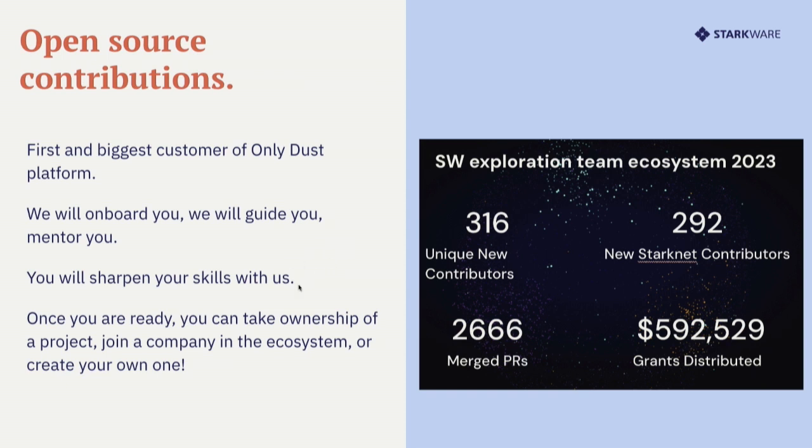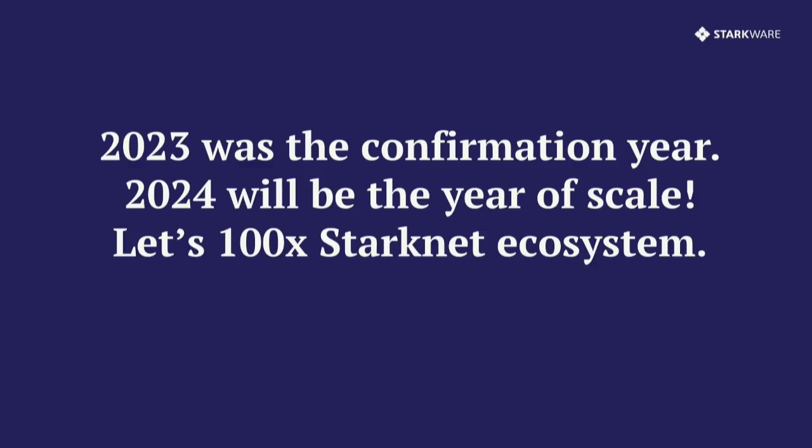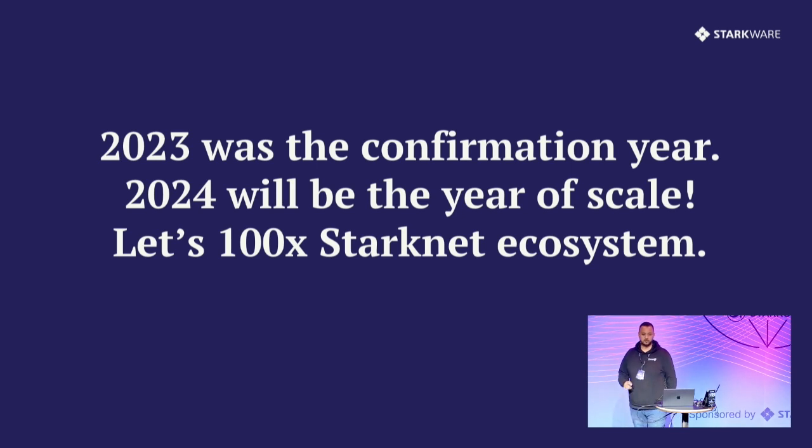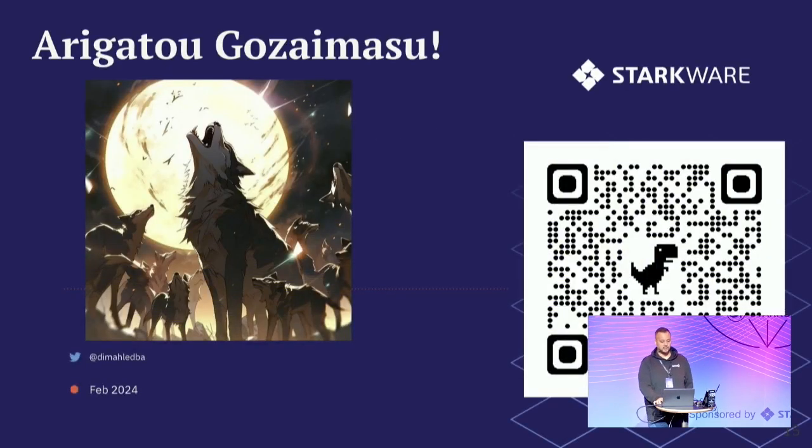So last year we distributed 600K on those projects, and this year we'll have a bigger budget for bringing more developers to Starknet. So really, last year was the confirmation year in terms of the stack and our philosophy of building a strong social layer and a shared identity of builders. And this year will be the year of scale, and we'll try to grow the Starknet ecosystem together.